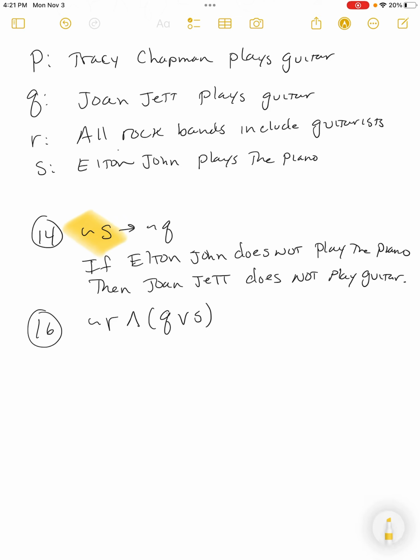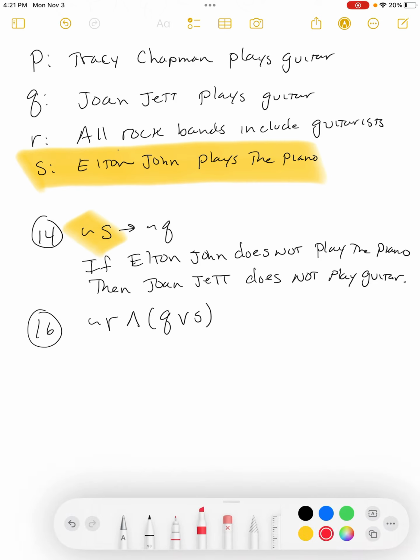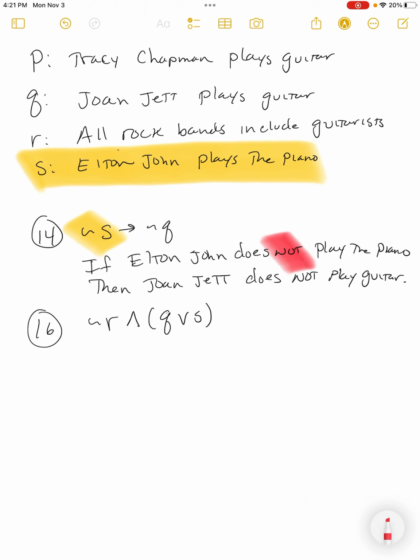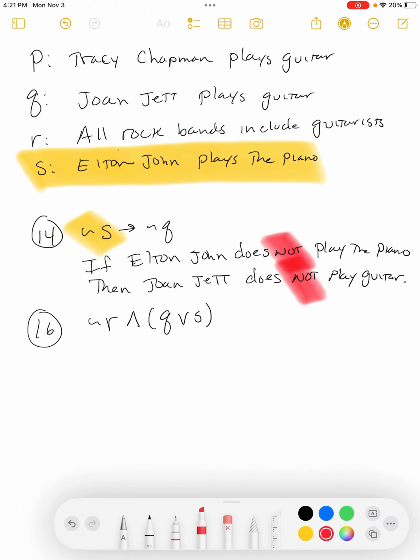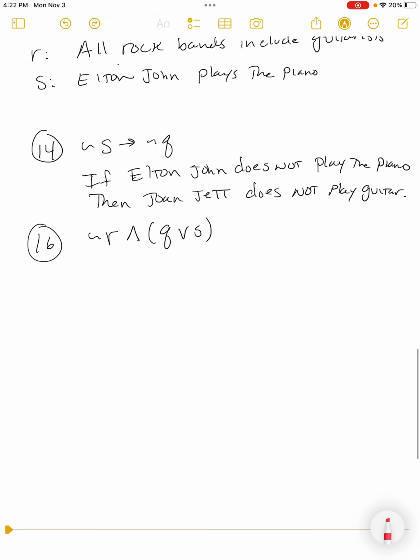Okay, so let's make sure we understand why we're doing this. It was the negation of S. Well, here's S, and I gotta negate it. So if S is straight out Elton John plays the piano, then when we go to write it, we need to say, well, he doesn't play the piano. Negation of Q, right? Q is 2 lines above. Joan Jett plays the guitar. The negation of it does not play the guitar. So that's why we have those nots in there, because of the negations that are there. So pretty nice, and you'll get great practice with it.